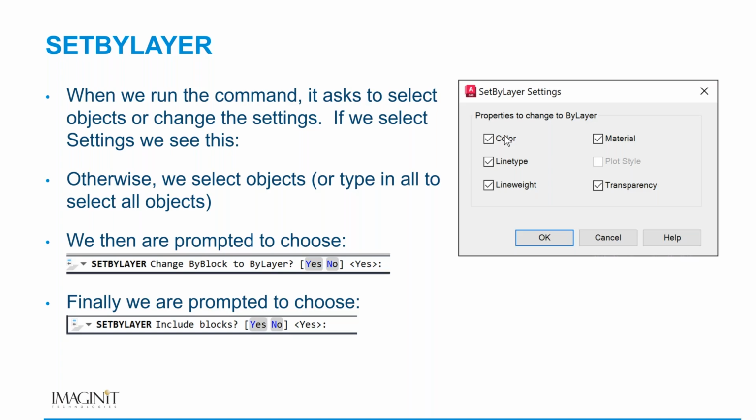We can select objects. What I typically do in these cases is I'll type in the word all to select all the objects on the screen. And then we are prompted to choose, do you want to change anything that's by block to by layer? You can answer yes to that. And then finally, we're prompted to choose, do you want to do SetByLayer to include the blocks? And normally I pick yes here.